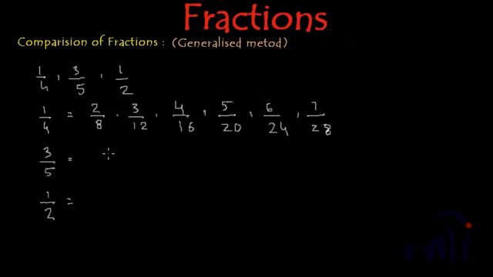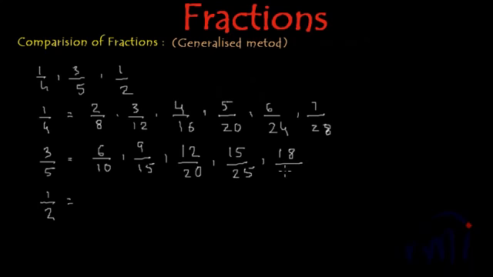So here if I multiply both numerator and denominator by 2, we will get 3 2s are 6, 5 2s are 10. And if I multiply by 3, we'll get 3 3s are 9, 5 3s are 15. And if I multiply it by 4, we are going to get 4 3s are 12, 4 5s are 20. Right? And if I multiply it by 5, we are going to get 5 3s are 15 and 5 5s are 25. And if I multiply it by 6, we are going to get 6 3s are 18 and 6 5s are 30. So here we have written till 28.